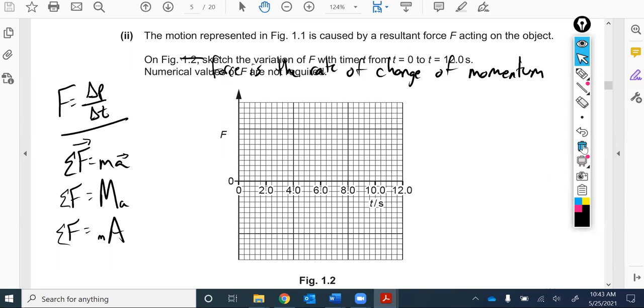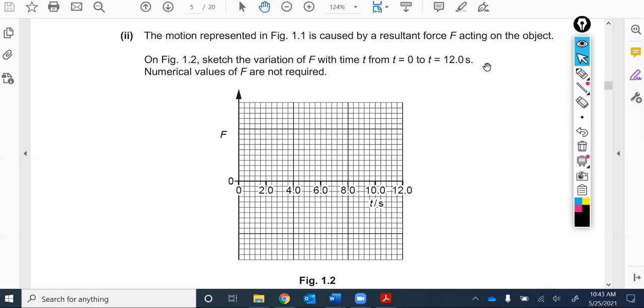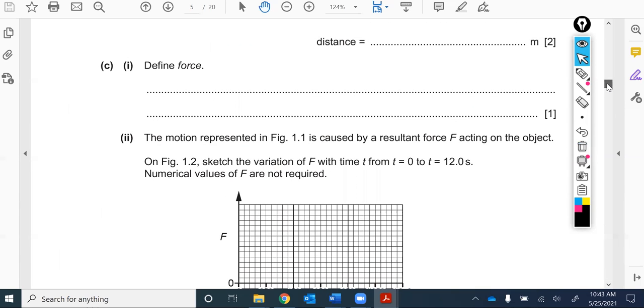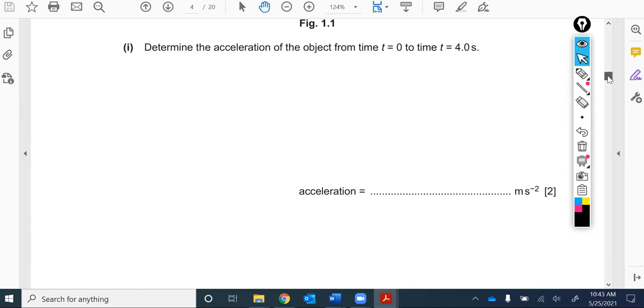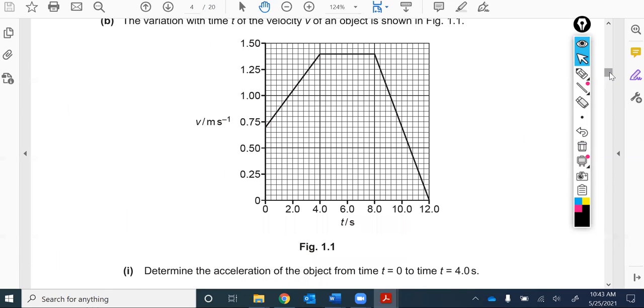So it says sketch the variation of F, the force, with time t from t equals 0 to t equals 12 seconds. Numerical values are not required. So this is going to be kind of tricky. We have to look at the variation of force with time, but over all 12 seconds. So let's just think our way through this together.